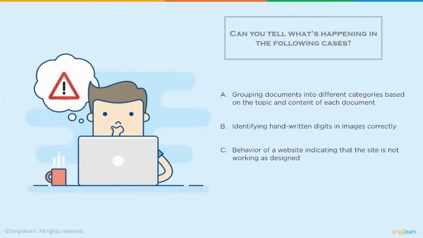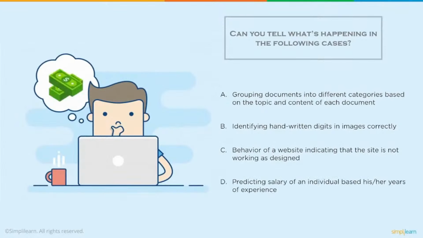C, behavior of a website indicating that the site is not working as designed. D, predicting salary of an individual based on his or her years of experience. Boy, HR hiring setup there. So stay tuned for part 2. We'll go ahead and answer these questions when we get to part 2 of this tutorial. Or you can just simply write at the bottom and send a note to Simplilearn, and they'll follow up with you on it. Back to our regular content.